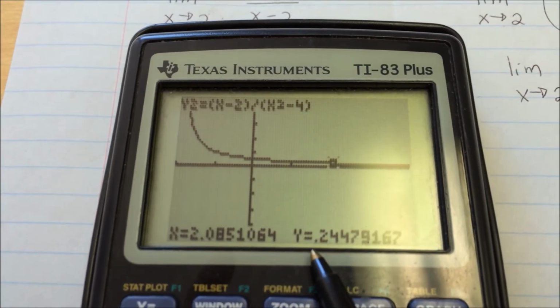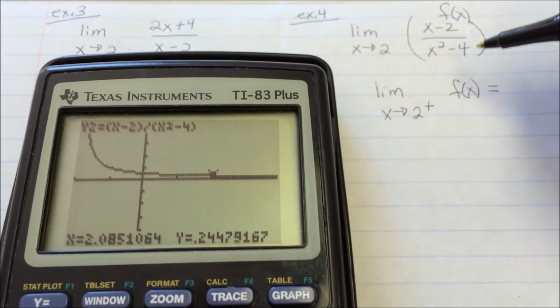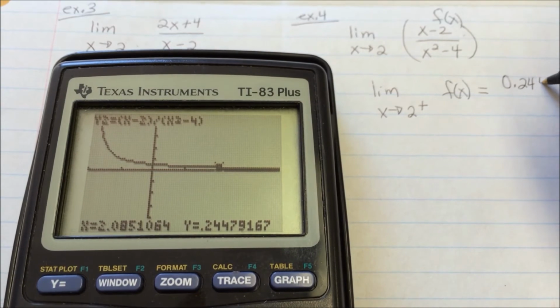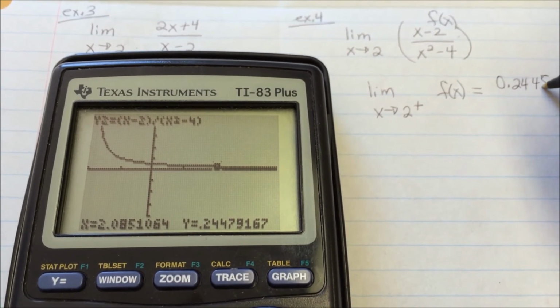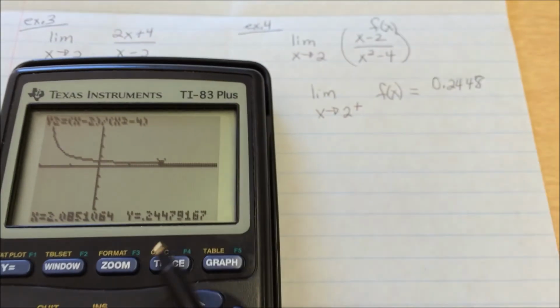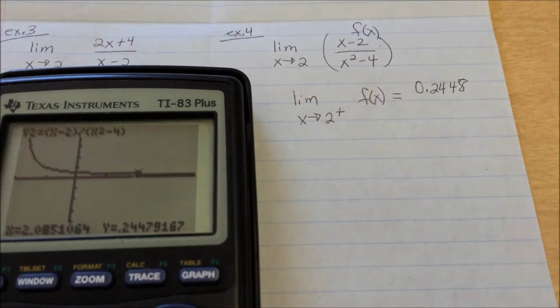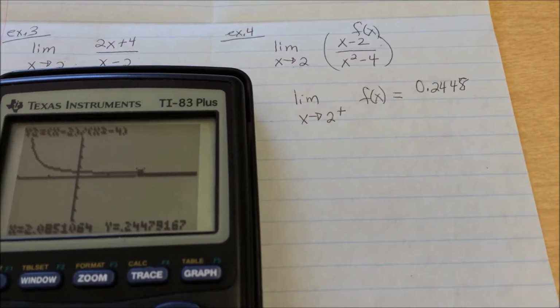So the y number, again, is all we're looking for. The y number comes out to be about 0.2447, or 448. Let's go with 8. Okay, I'm going to write that down just to see what it looks like, and then we'll do it from the other side so you can compare.